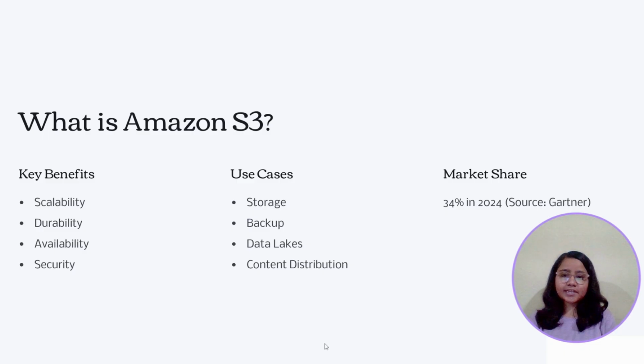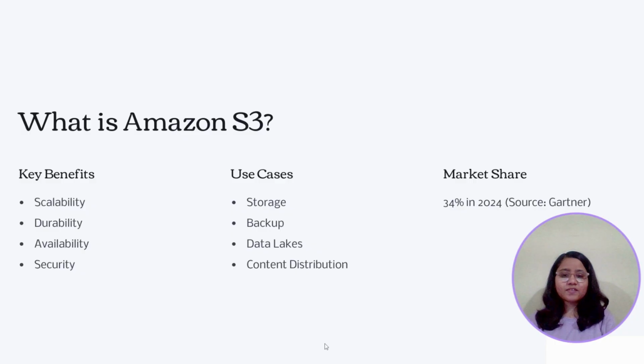Second one is durability. With 99.999% durability, your data is protected even in the event of hardware failure. Third is availability. S3 offers 99.99% availability, so your data is accessible when you need it. Fourth one is security. AWS provides robust security features including encryption and access control.